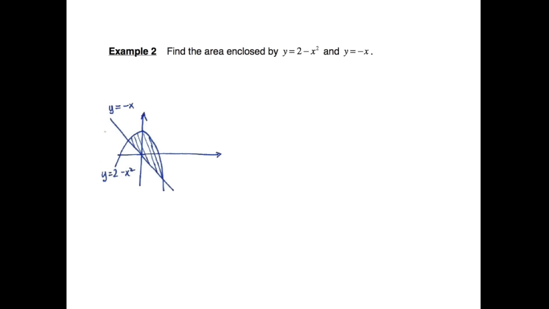Example 2, find the area enclosed by y equals 2 minus x squared and y equals negative x. First step, again, make a sketch. You need to see what we're talking about.